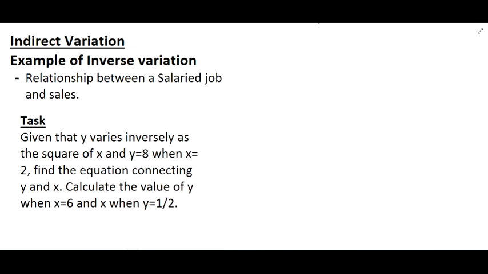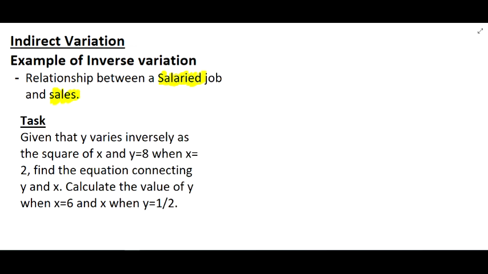Wow, this question is coming from indirect or inverse variation. Okay, we'll say the example of inverse variation is the relationship between a salary job and sales. If somebody is working in a company or an organization where he earns a monthly salary or wages, the person's salary has nothing to do with sales. This is the salary and this is sales. Whether the person sells 10 products, 50 cartons of product, or 10 or 20, no matter what the person sells, the person receives a fixed or specific amount of salary at the end of every month.